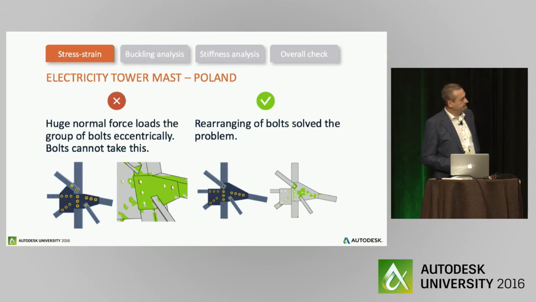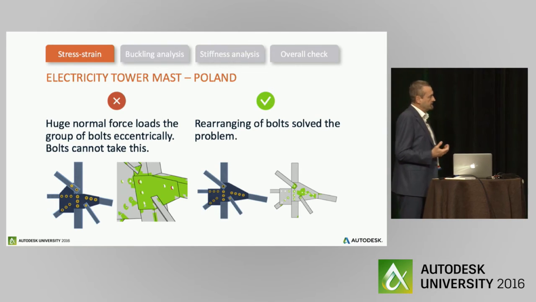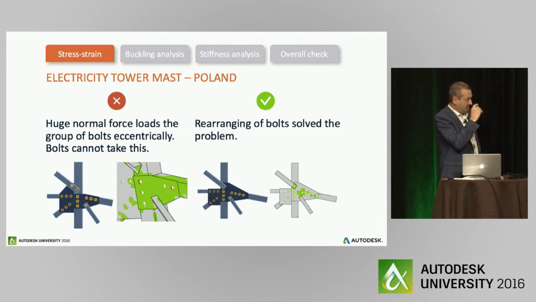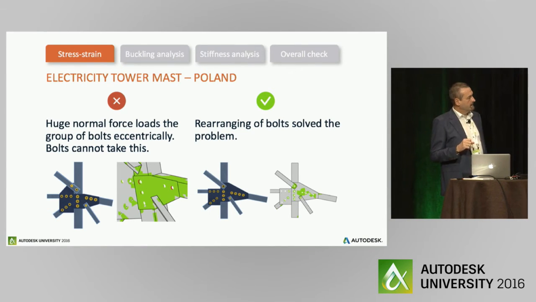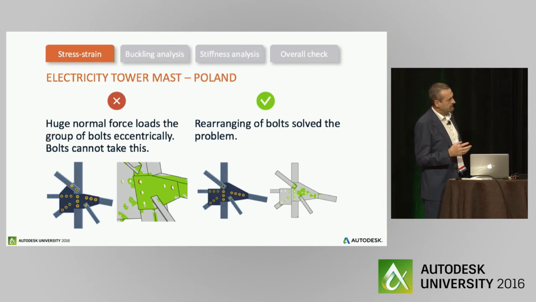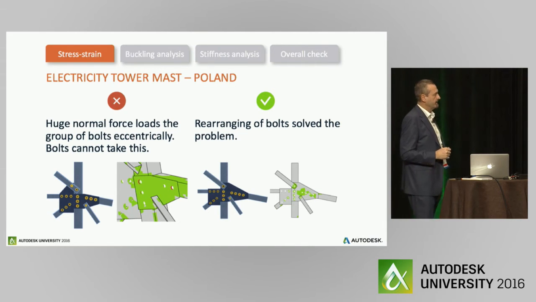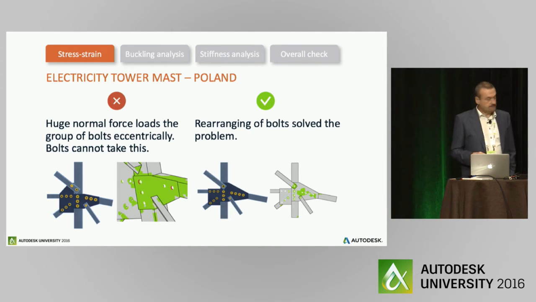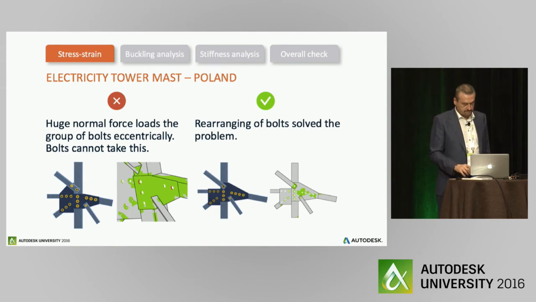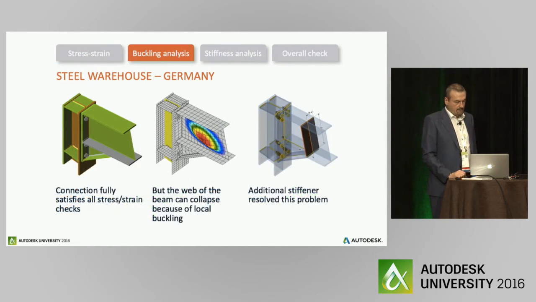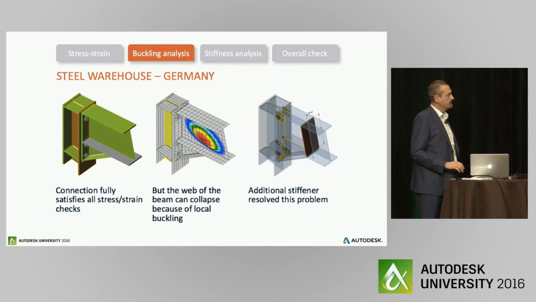For instance, this is a project from Poland, where engineers designed in not a very good way the connection of this diagonal member, and it led to real plastification of this node and in fact to the collapse. We rearranged the nodes a little bit, changed the shape of the plate, and you can see that finally this design is very nice and safe. Another example is about stability.